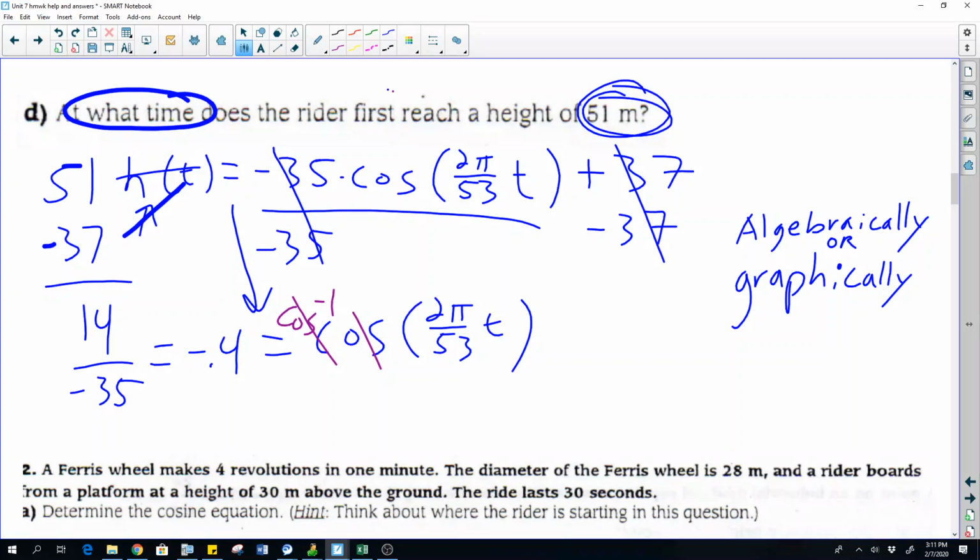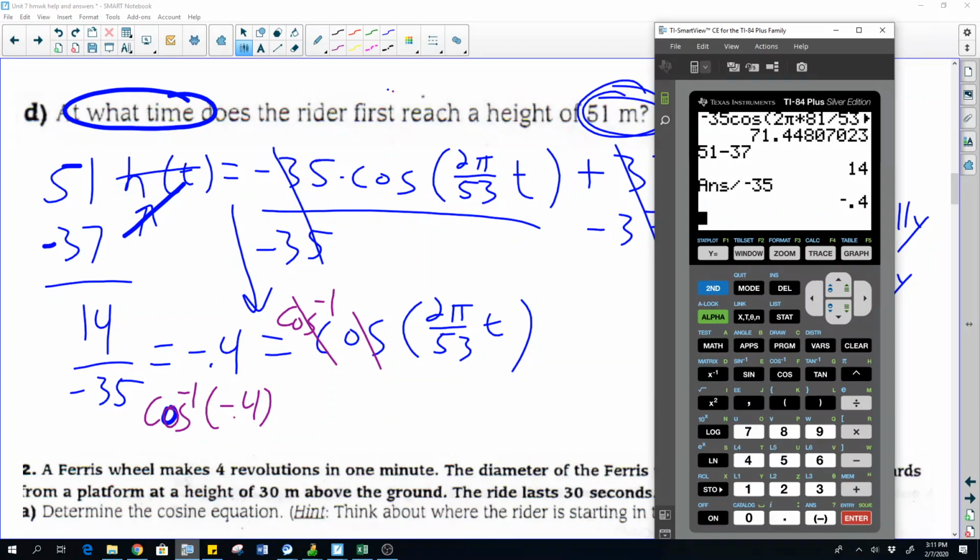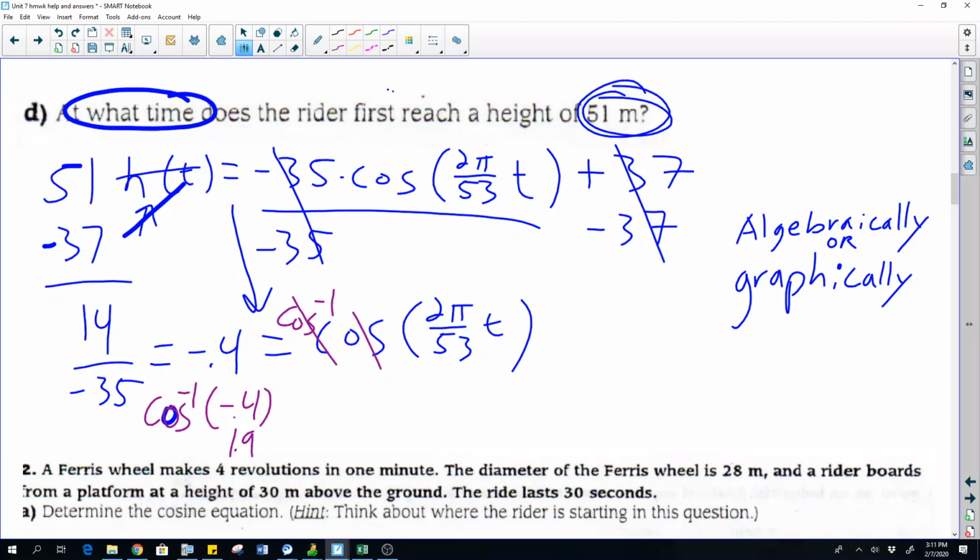If you do it to one side, you have to do it to the other side. So we're going to inverse cosine that negative 0.4. Let's go to our calculator and do second, inverse cosine of negative 0.4. That gives us 1.9823, which is equal to 2 pi over 53 times t. And now we can just solve for t.